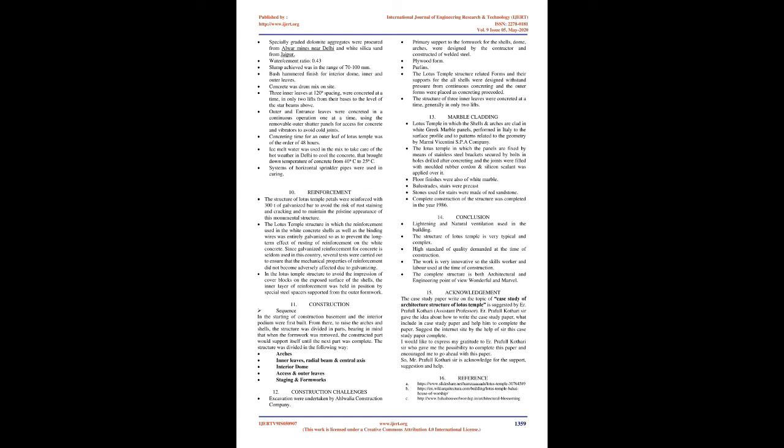10. Reinforcement. The structure of the Lotus Temple petals was reinforced with 300 tons of galvanized bar to avoid the risk of rust staining and cracking and to maintain the pristine appearance of this monumental structure. In the Lotus Temple structure, the reinforcement used in the white concrete shells as well as the binding wires was entirely galvanized so as to prevent the long-term effect of rusting of reinforcement on the white concrete.